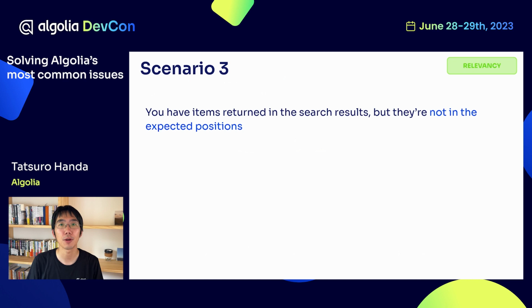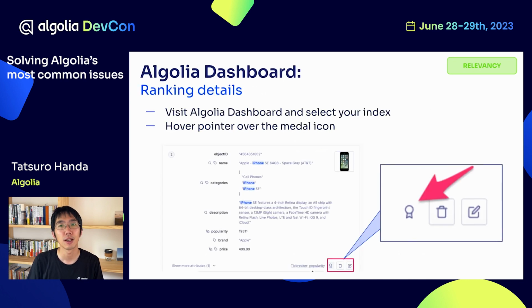So, let's think about the situation where you don't see the search results ranked as expected, like the records you want in a higher rank are appearing under the 10th position or even lower. You may want to know why, and in that case, you can do so on the Algolia dashboard. Here, you can visit the Algolia dashboard, select the index that you want to check, then go to the Browse tab of your Algolia index.